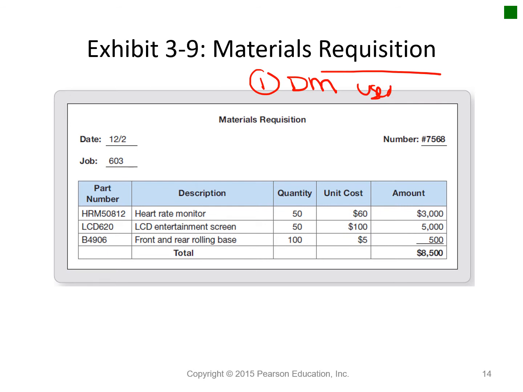For example, in this case, they're requisitioning some materials: a heart rate monitor, entertainment screen, and front and rear rolling base. So these are all going to be parts of your materials that you're going to start to actually get into the production cost flow.